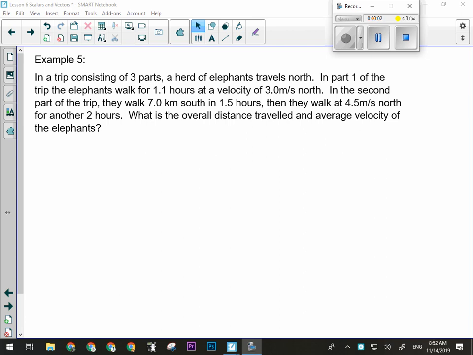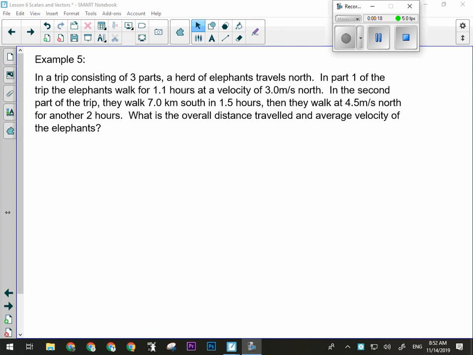The big trick with this question is that none of our units match. We're given our velocities in meters per second, our times in hours, and our distances in kilometers. We need all of them to match.